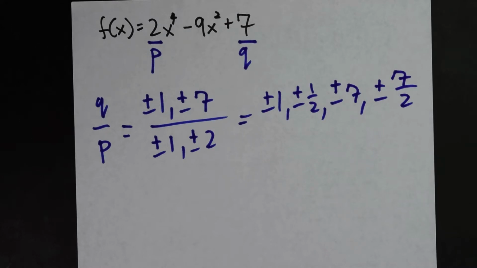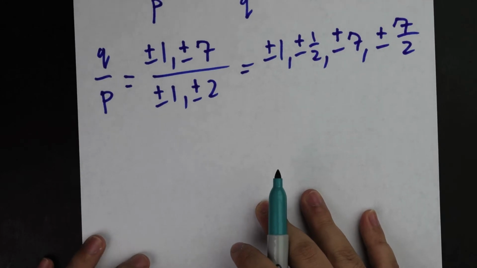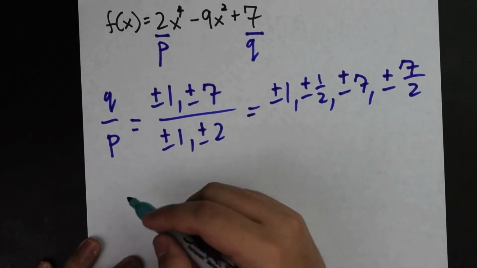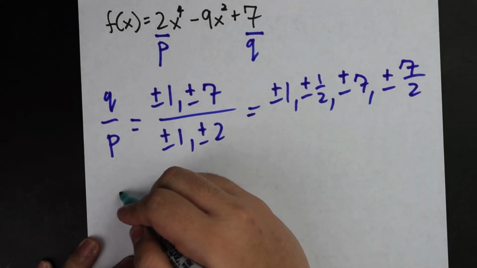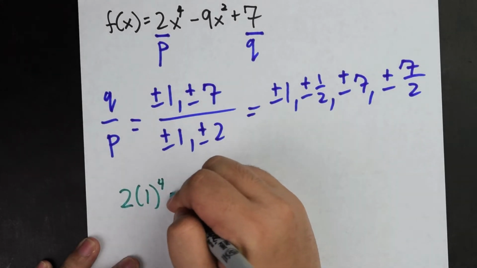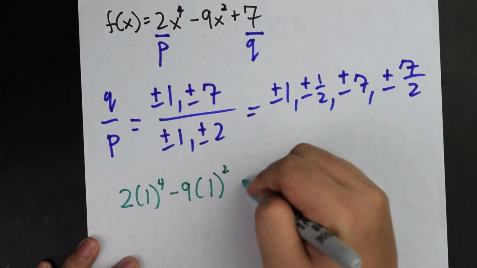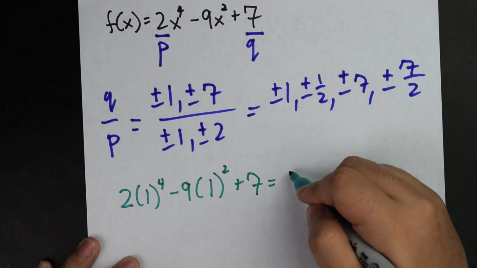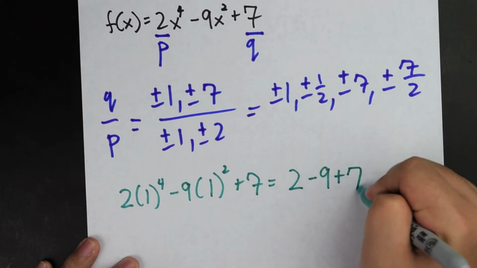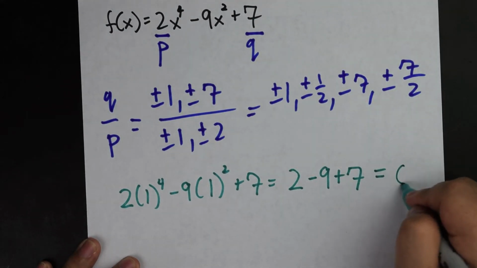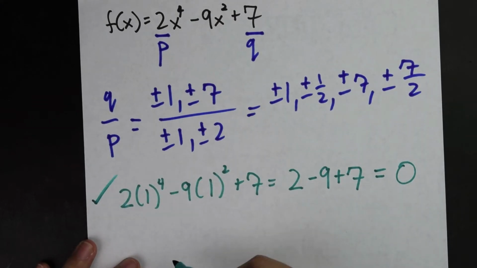Now my next step is to plug into the equation. So using different colors so that you can see what I'm doing, I'm going to copy this equation, but I'm going to start with 1 now. So 2 times 1 to the 4th minus 9 times 1 squared plus 7. So it's going to be 2 minus 9 plus 7. And it's going to actually equal 0. So 1 is a factor. Okay, I need to note that.